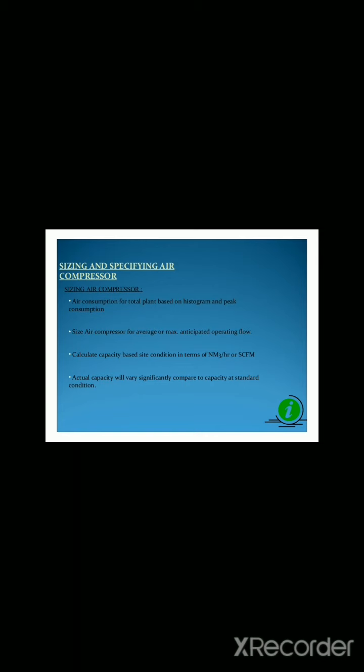Sizing and specifying air compressor: first, the air consumption for the total plant based on histogram and peak consumptions. Second point is size air compressor for an average or maximum anticipated operating flow. Next point is calculate capacity based on site condition in terms of Nm3 per hour. And last point is actual capacity will vary significantly compared to capacity at standard conditions. So this is the sizing and specifying of air compressors.